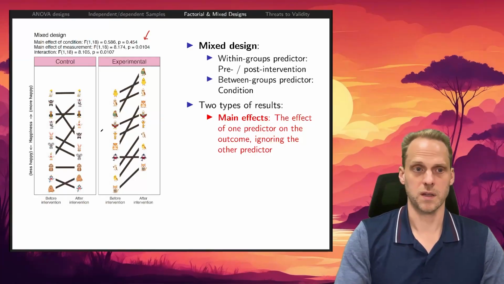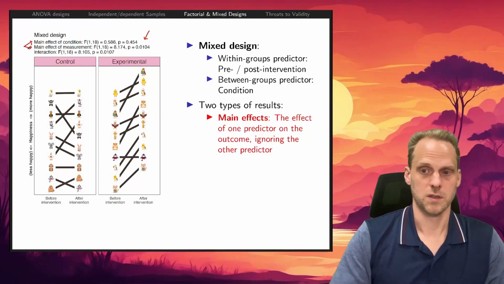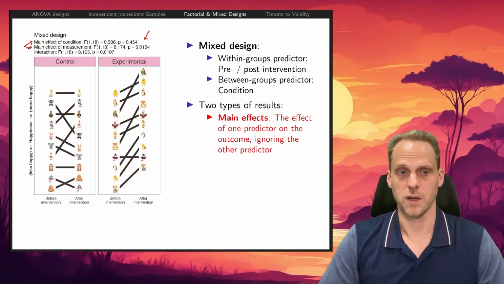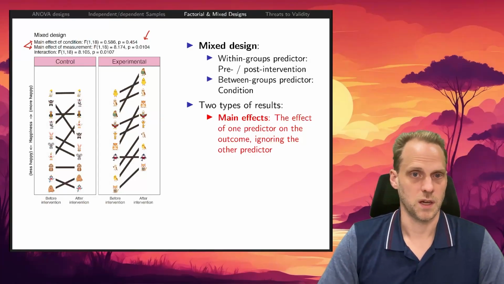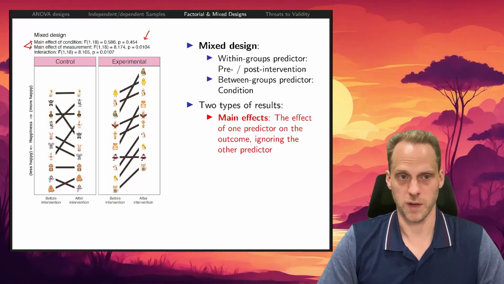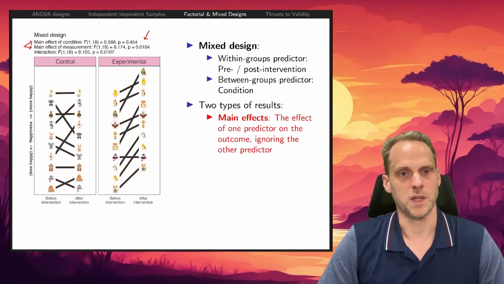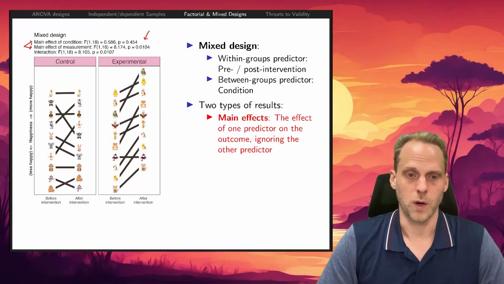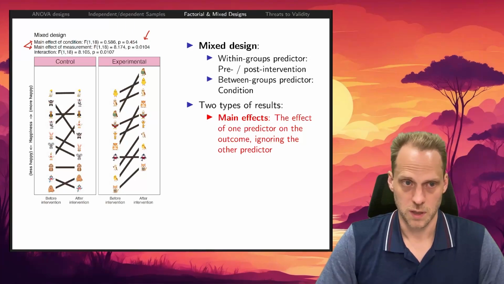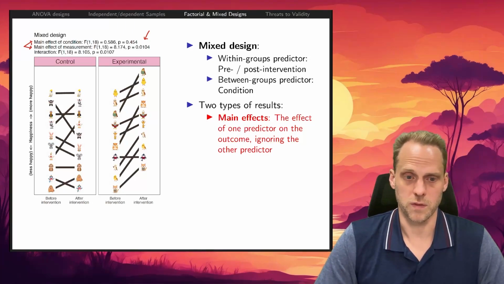We have a main effect for both the conditions. So that means the effect of one predictor ignoring the other predictor. In this case, we see that actually there does not seem to be a main effect on condition alone. So that means that if you were in experimental condition, you are not necessarily more happy than being in a control condition. That's not really a problem because half of these measures were before the intervention, so that was just a random sample at that point.